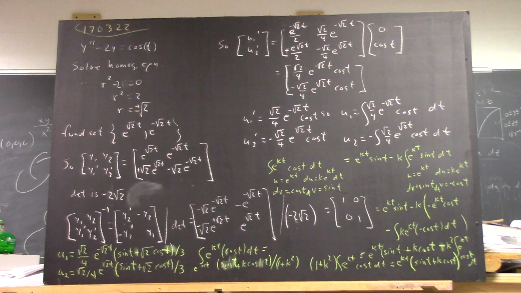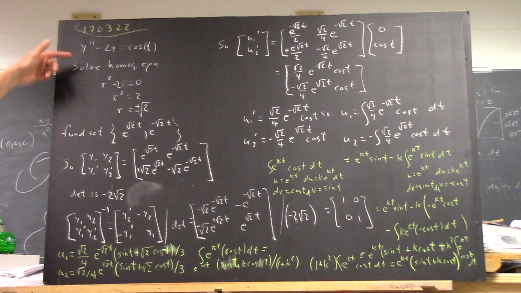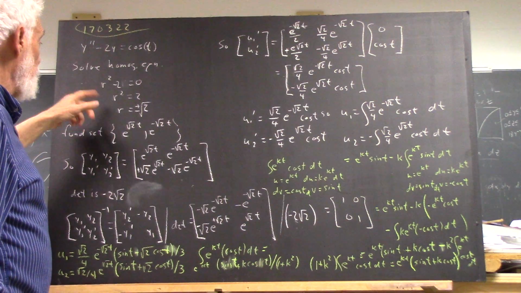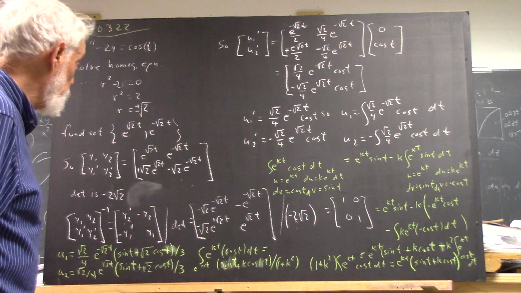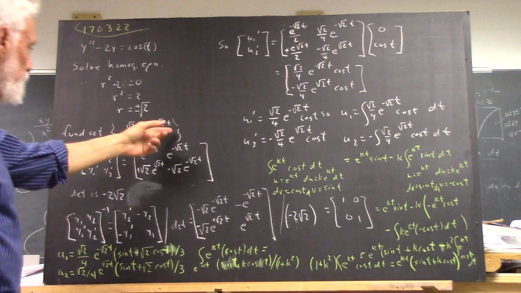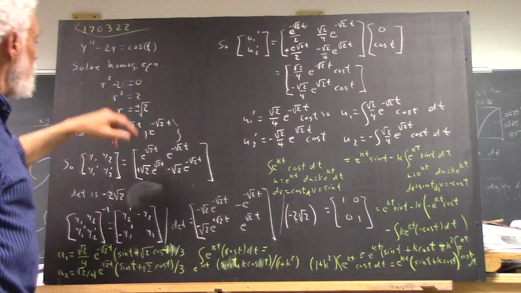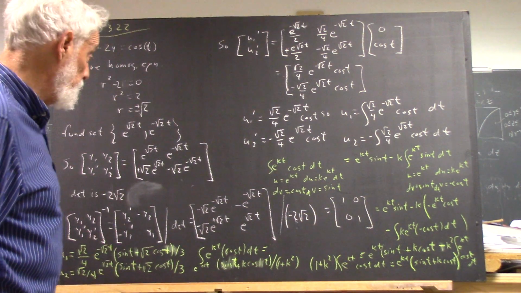Maybe in going through this I'll be able to identify what went haywire when I worked this out, which I did fairly quickly. Okay, so we solve the homogeneous equation and we get r equal plus or minus square root of 2, our fundamental set: e to the square root of 2 times t, e to the negative square root of 2 times t.